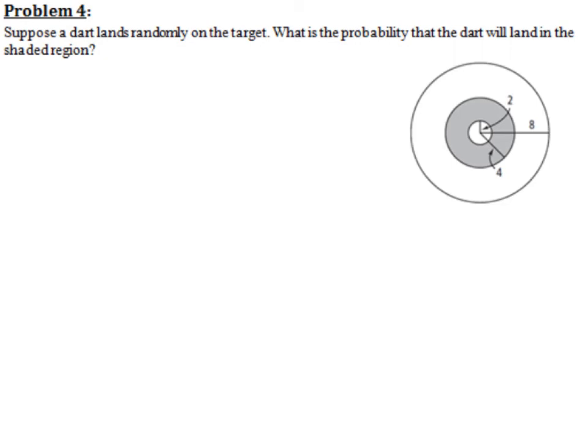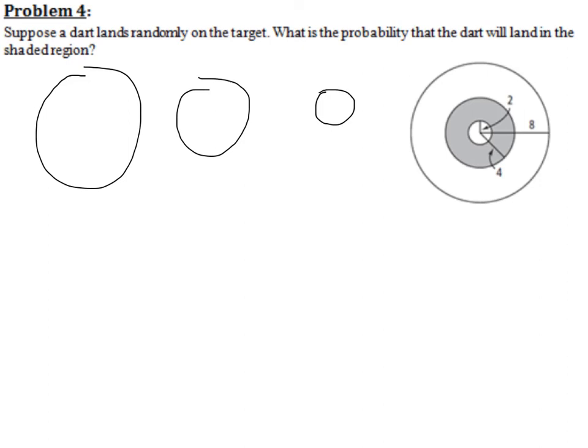So my last one, what's the probability it's going to land in the shaded region? Well, I see 3 circles. So how I am going to solve this first is I'm going to draw out the 3 circles, and I'm going to find the area of each first, and then think through what should be the numbers I'm using. In my first circle, my R is going to be 8. In my second circle, my R is 4. In my last little circle, my R is 2.